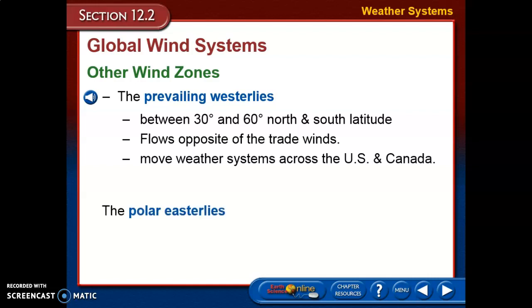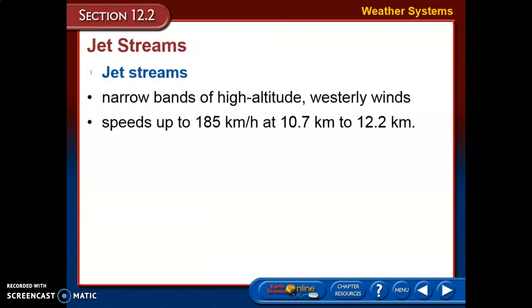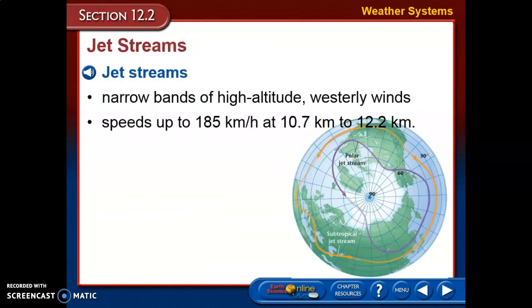Your other wind systems are the prevailing westerlies and the polar easterlies, and one other coming up here called the jet streams. Now, this is one we didn't even know about until we were flying, and flying high. These are narrow bands of high altitude westerly winds. They literally look like ribbons of air that flow around the world, and those ribbons go up and down.